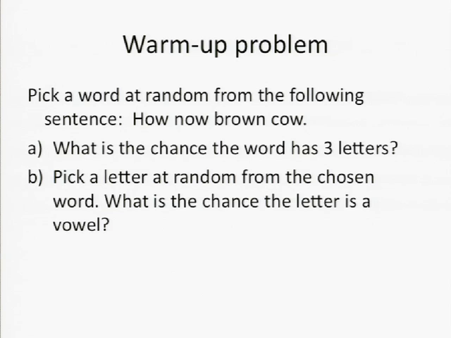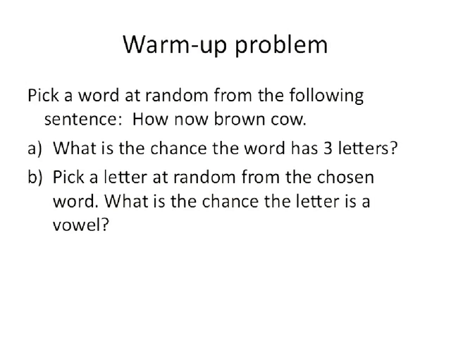Are you guys ready? Shall we hear a solution? How about the first one? What's the chance that the word has 3 letters? 3 out of 4, because each of the words is equally likely to be chosen. There are 4 words in the sentence: how, now, brown, cow. And 3 of them have 3 letters: how, now, and cow.